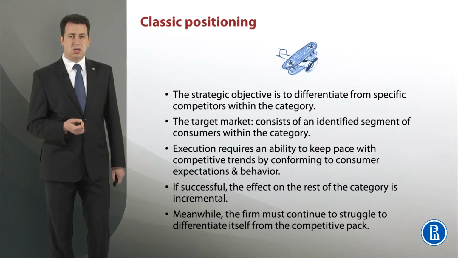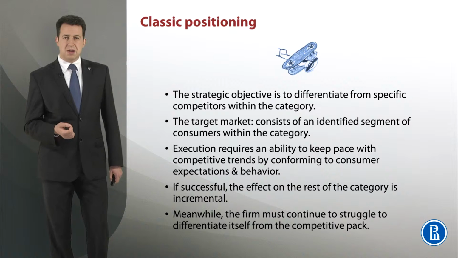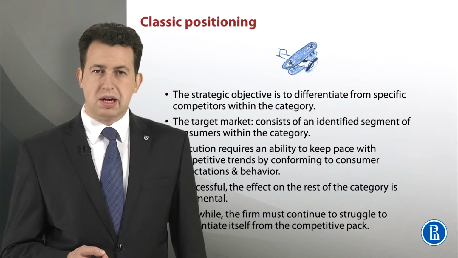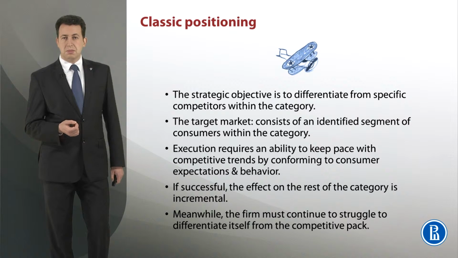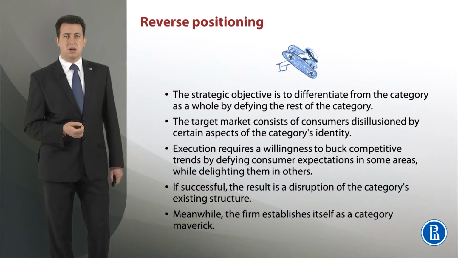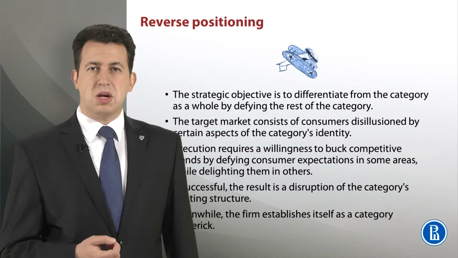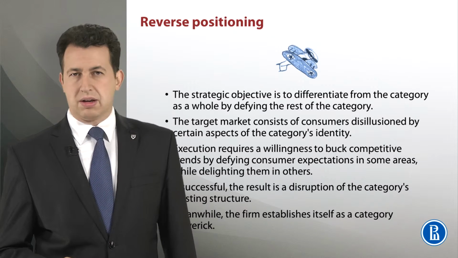While classic positioning keeps the accepted rules of the game in the market, the same basic and expected product, the other 3 types are directed to disrupt them. That is why those types are called disruptive positioning. The first example of such a strategy is reverse positioning. Its objective is to differentiate from the category as a whole by defying the rest of the category.